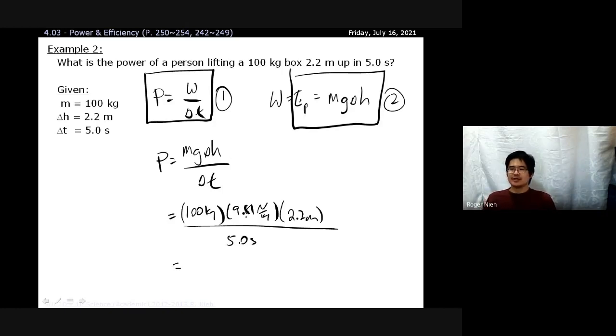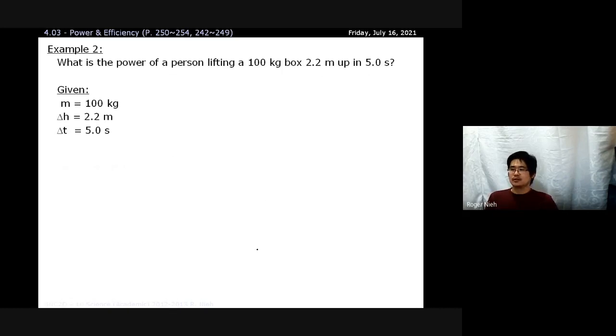So this is an exercise which only lasts for 5 seconds, and then the person is done anyways. So we pull out our trusty calculator, and we do 100 times 9.81 times 2.2 divided by 5 seconds, and we get 431 watts. So it's still a sizable amount of effort while doing this.